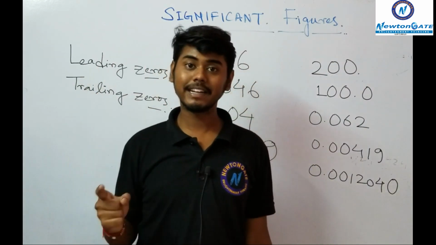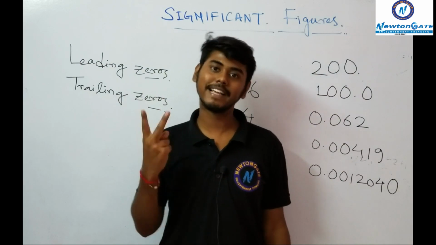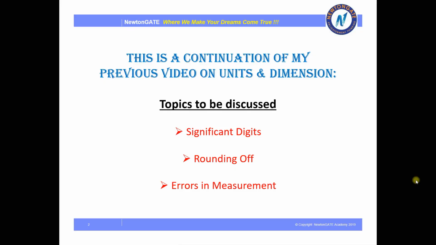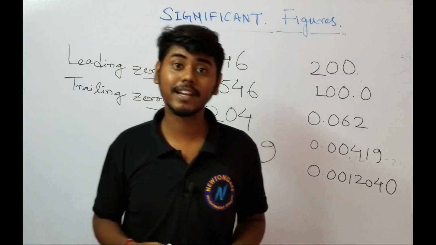This is a continuation of the previous video about the second chapter of class 11, that is, units and measurement. As I promised in the previous video, I will discuss the next 3 points, that is, significant figures, rounding off, and the types of errors in this video. So I am here with that video only. Without wasting any time, let's start.